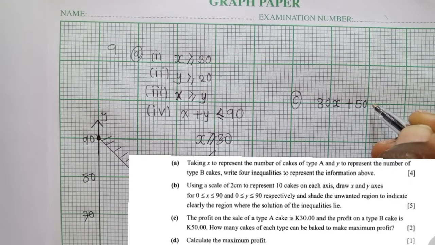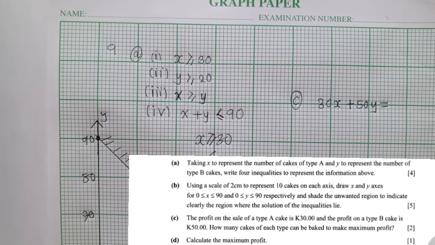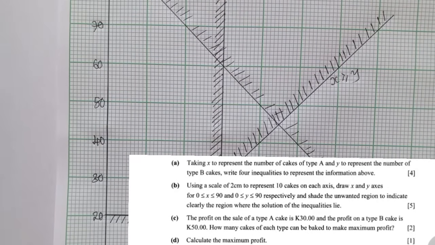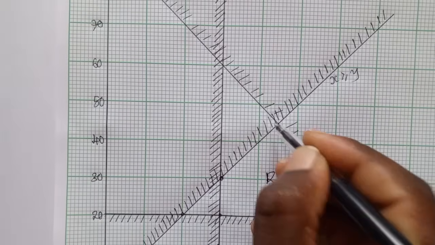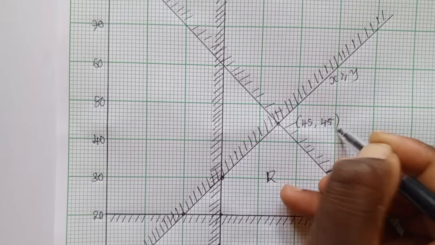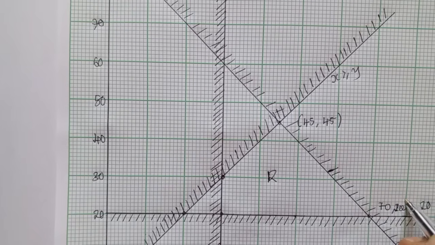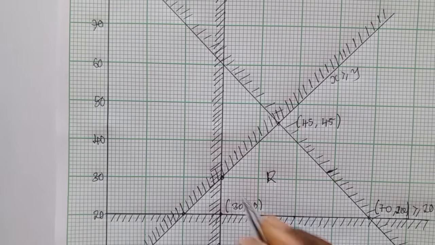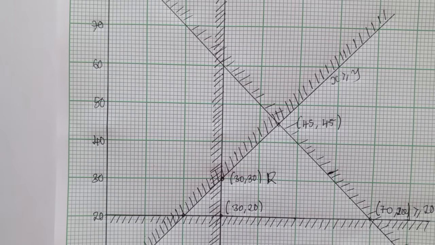It's for type B. So you say 50y, because y is representing type B, equal to. So once you write this objective function, you identify the coordinates. You see where they are meeting here, the intersection of these lines. Can you see? So this is 45, 45. This one here is 70, 20. And this one is 30, 20. This one is 30, 30. Okay?